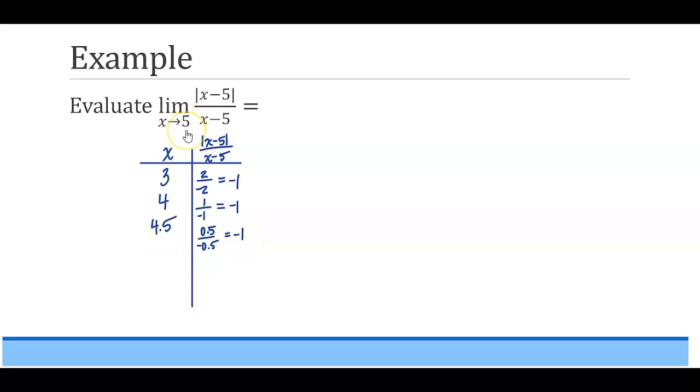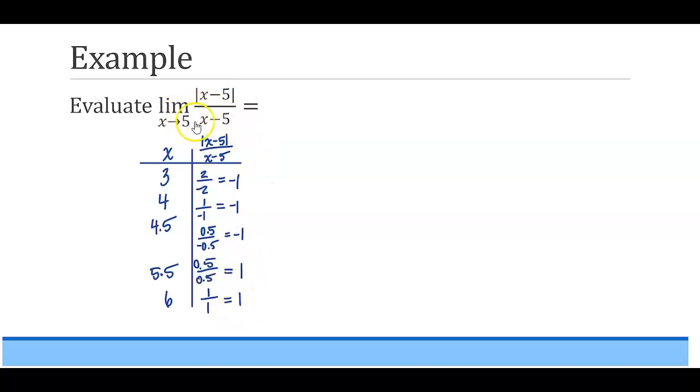And now let's think about the right side of positive 5, plugging in numbers like maybe 6 and 5.5. So I'll start with plugging in 6. In the numerator, the absolute value of 6 minus 5 is just 1. And in the denominator, 6 minus 5 is just 1. So I get positive 1. And if I substitute in 5.5, the absolute value of 5.5 minus 5 is positive 0.5, and the denominator, 5.5 minus 5, is positive 0.5. So I get positive 1.